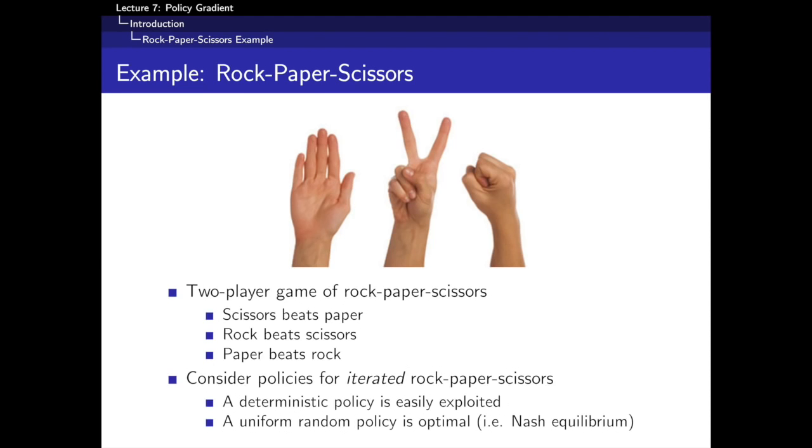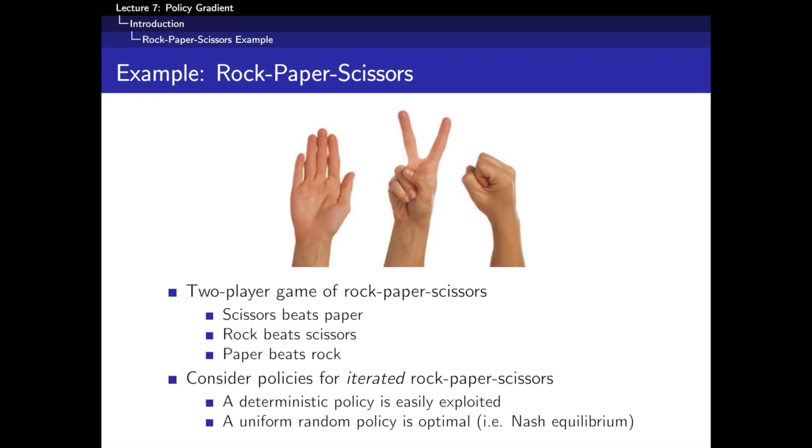And in fact, the only optimal policy in this domain, in terms of a Nash equilibrium, which is the game theoretic notion of optimality, is to play uniformly at random. Anything else can be exploited, because if you play one choice more often, your opponent will learn to exploit that. So this is an example where the optimal behavior is actually stochastic. A stochastic policy is necessary.